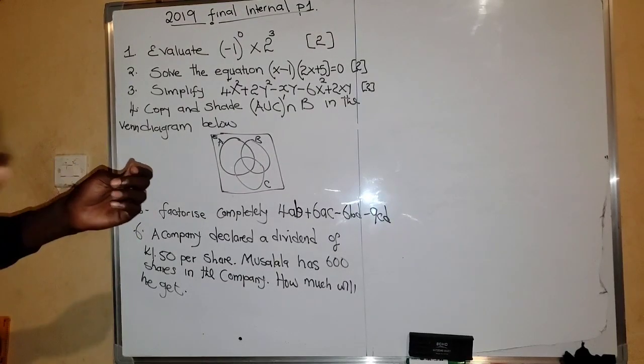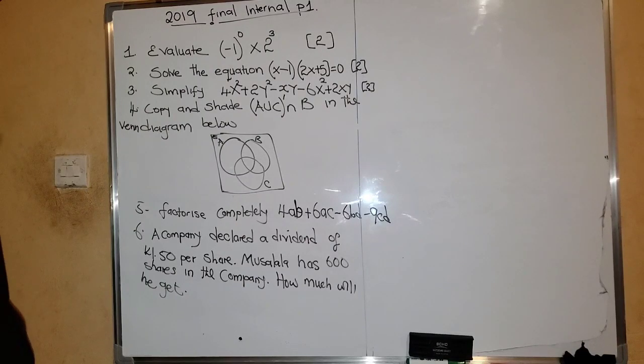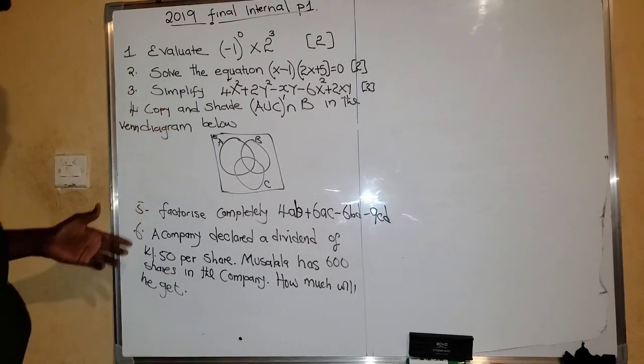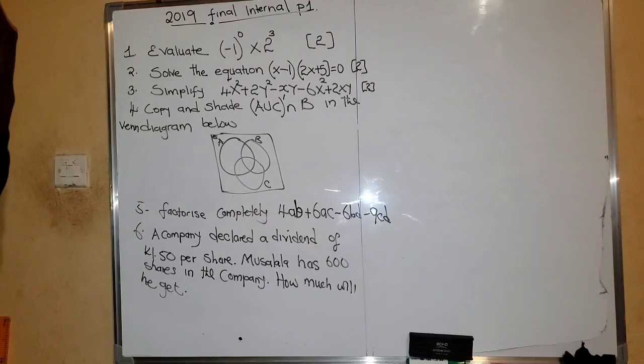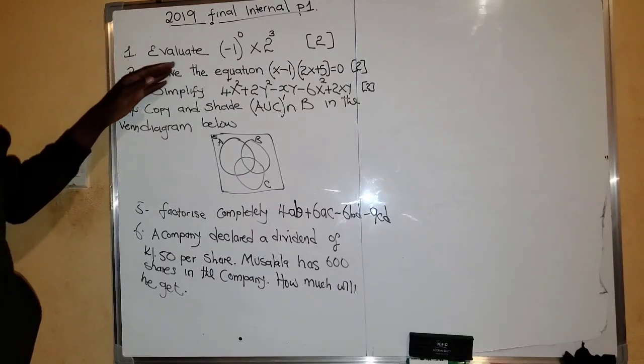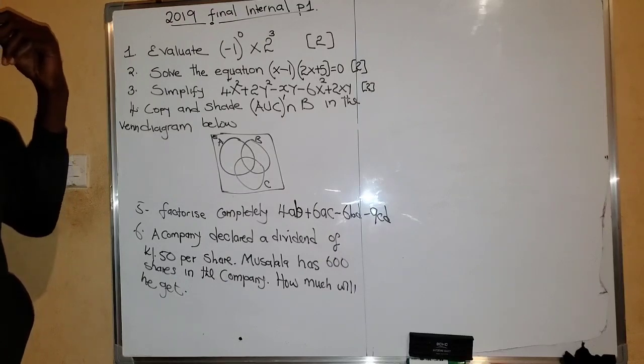Okay, let's look at the first 6 questions in paper 1 for 2019. The first 6 questions that we have here. The first one says evaluate -1 to the power 0 times 2 to the power 3.